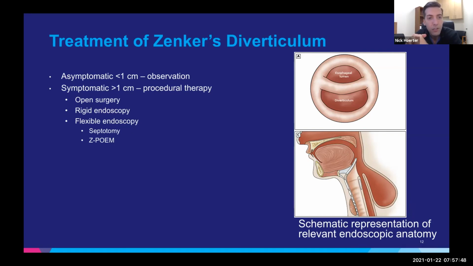The surgeons also do rigid endoscopic therapy. And now more and more flexible endoscopic therapy performed by a gastroenterologist is being done. And there's even 2 ways within flexible endoscopy to do it. So we just looked at the Z-POEM, but you can also just do a septotomy, which is essentially, instead of carefully dissecting out the muscle in a tunneling fashion, you just cut the septum through.